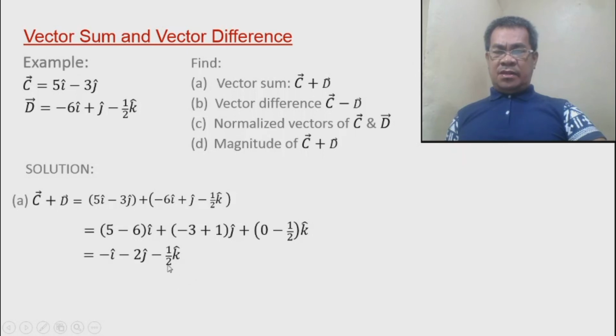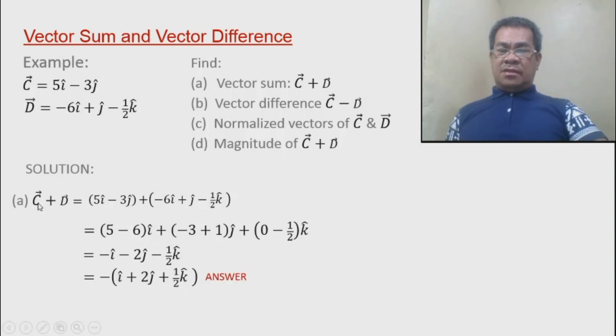By the way, when you present your final answer, the rule of algebra is no negative in the first term. So all you need to do is use the sign preceding principle. You have to take the common factor. The common factor is negative 1. So you have to take the negative 1 outside so that this will become positive. Take the additive inverse. So you can say that the vector sum of C and D, C plus D, is negative quantity I hat plus 2 J hat plus 1 half K hat. And this is the answer to problem letter A.